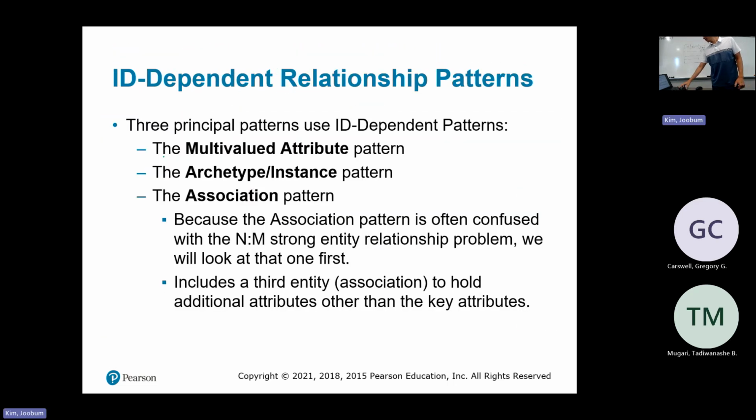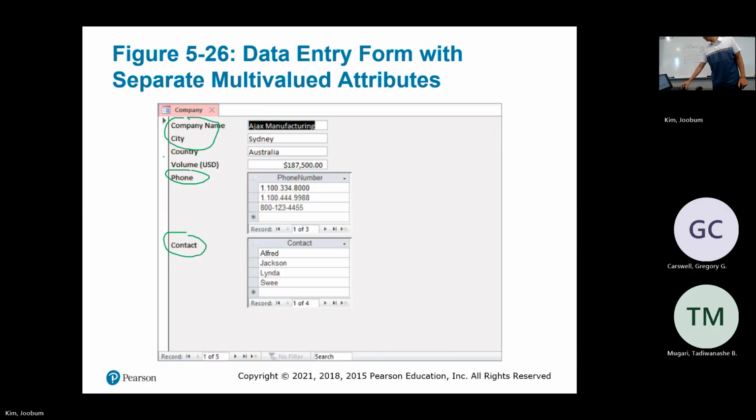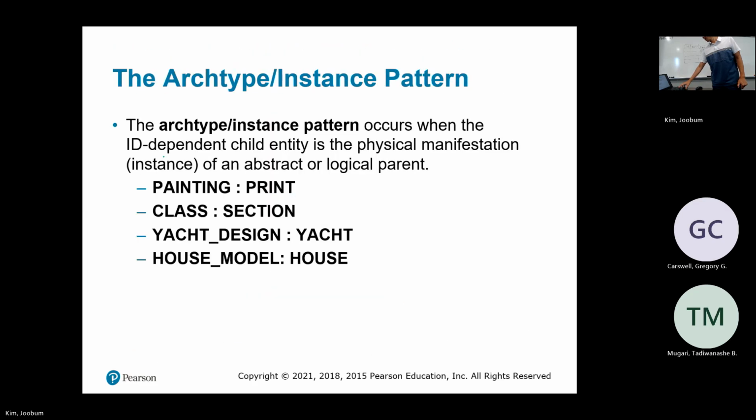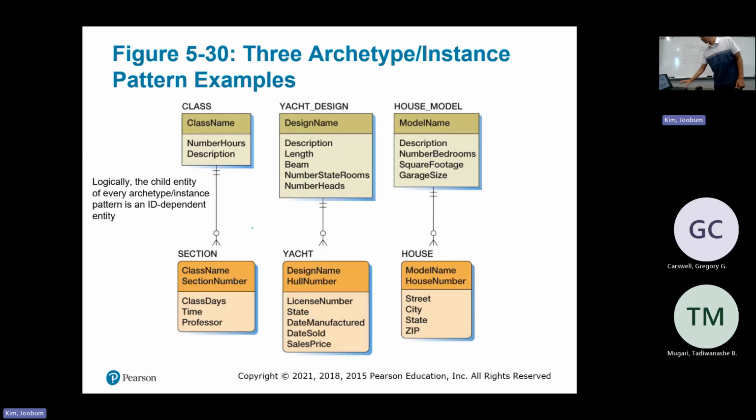So there is the association pattern, then the multi-valued attribute, and the last one is the archetype and instance pattern. It occurs when the ID-dependent entity is a physical instance of an abstract or logical pattern. For example, the class and section case.